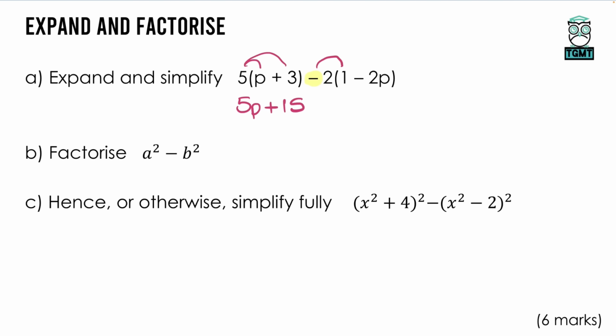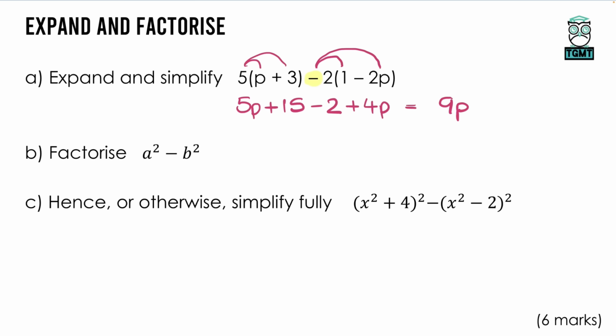So negative 2 times 1 is minus 2. And negative 2 times negative 2p would be positive 4p. And now we can collect those like terms together. So we have 5p, add 4p, so in total we are going to have 9p.